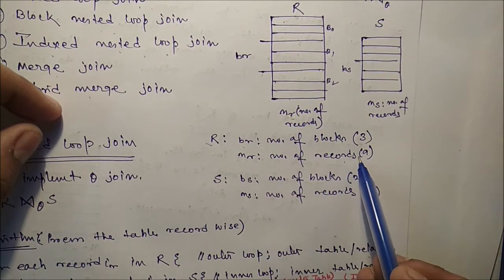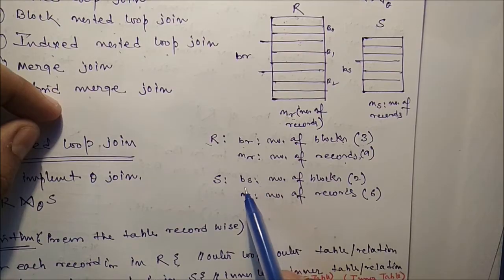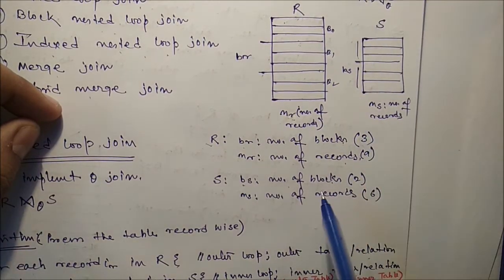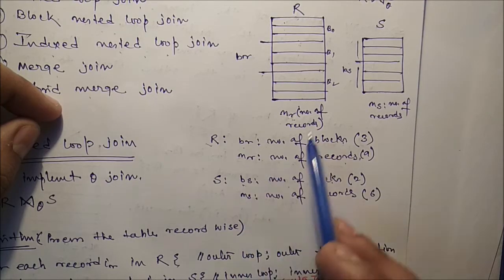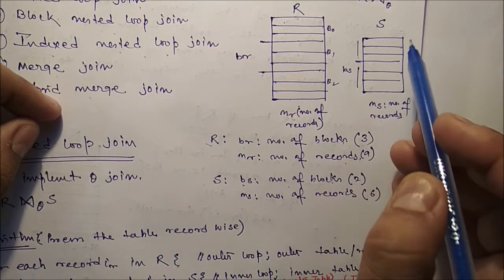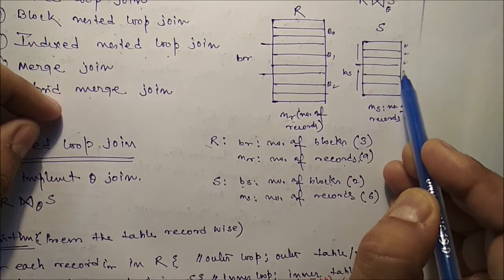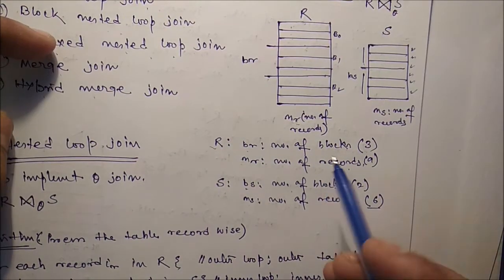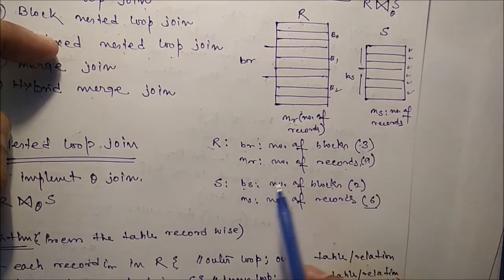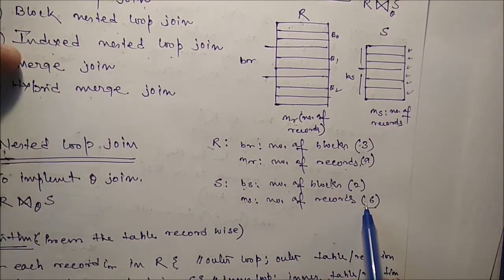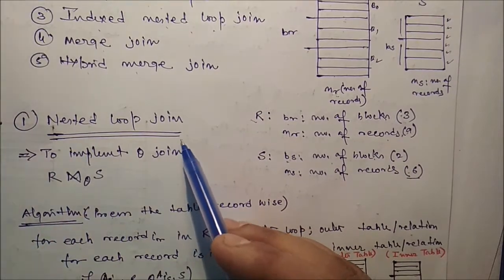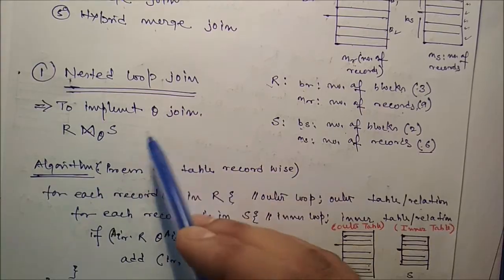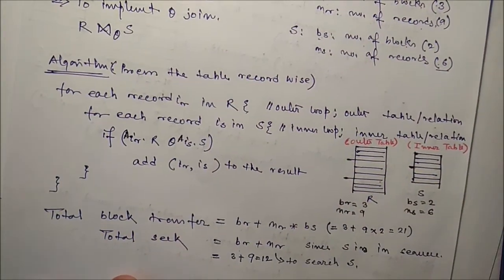In the S table BS number of blocks are there, so block number 1 and block number 2, and NS number of records are there: 1 2 3 4 5 6, so 6 records are there. So BR is equal to 3, NR is equal to 9, BS is equal to 2, and NS is equal to 6. Now we want to implement the nested loop join. To implement theta join we use nested loop join. You just see the nested loop join.